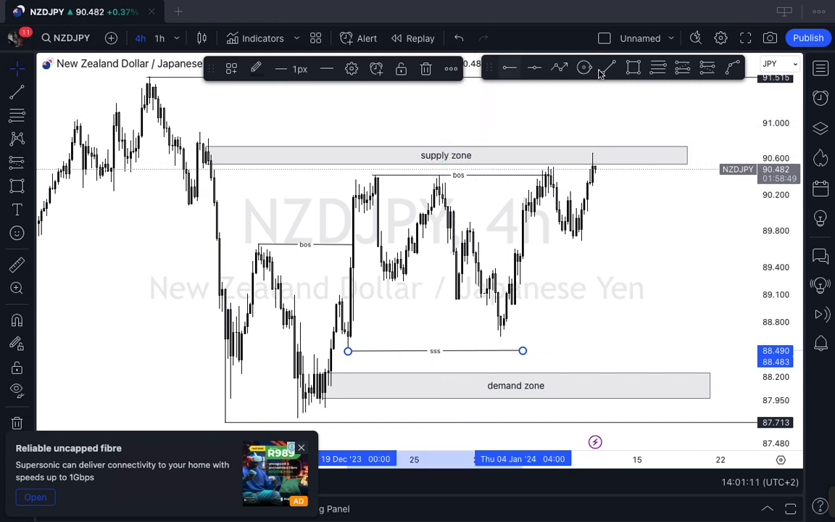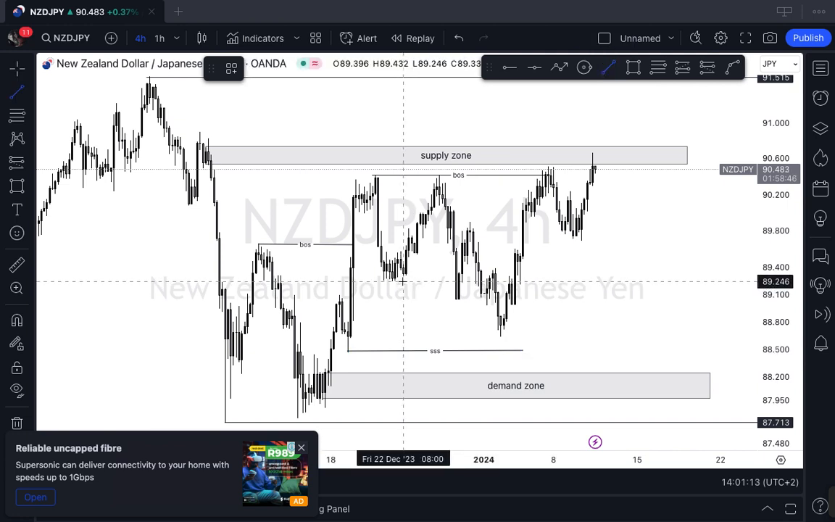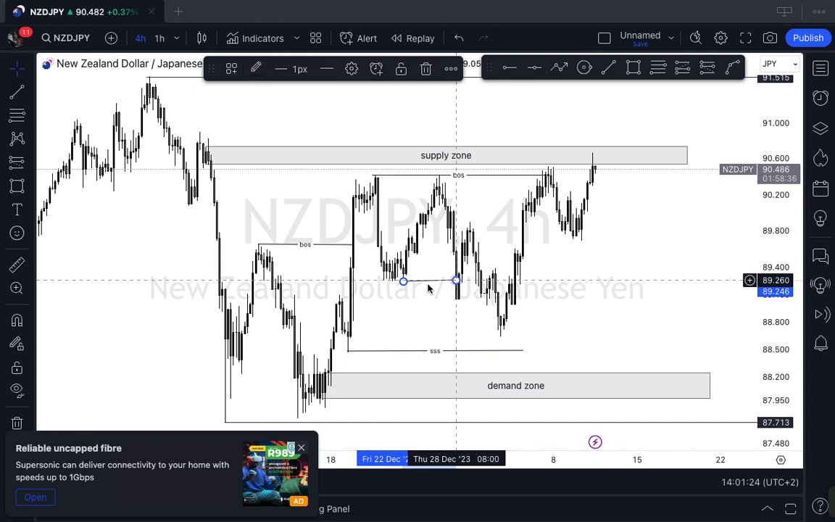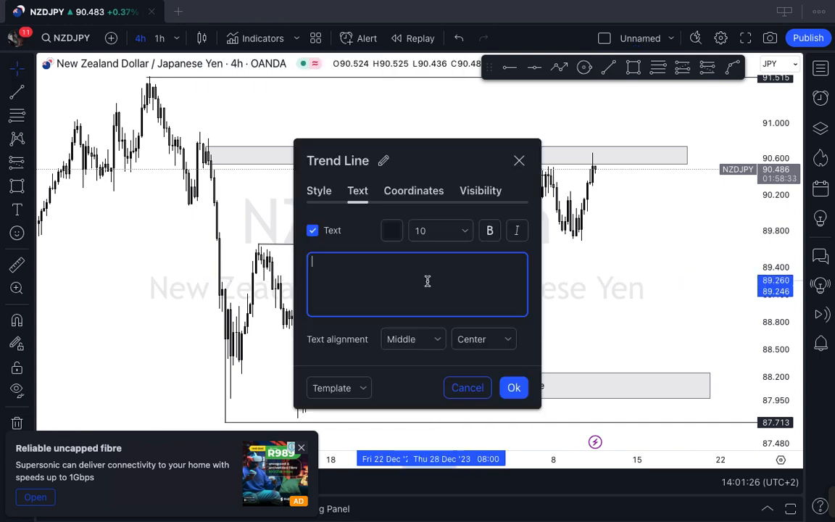You understand? It took out this low, it gave us another break of structure below here, meaning this is an indication that the market might start changing character. You understand? So we can just mark it as our BOS.